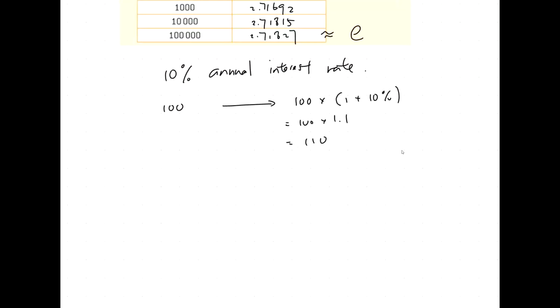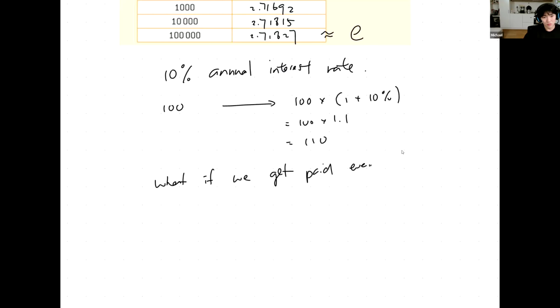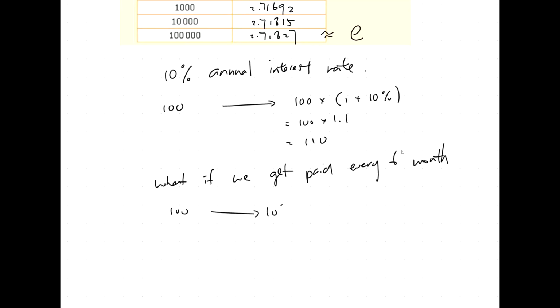Okay, so now I'm saying, what if we get paid every 6 months? This is the same thing as last time, but I'm going to go more slowly and explain in more detail. So we get paid every 6 months. That means at 6 months we get paid $5, and at the end we get paid $5. So this becomes 105, and then it becomes 110.